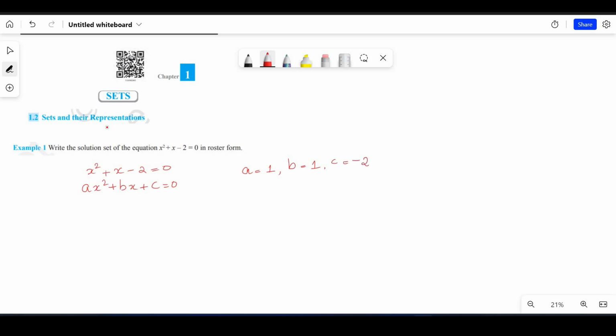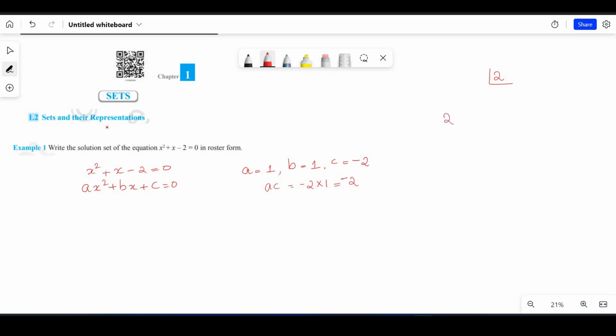Okay, now we have to multiply. The second step is to multiply c, that is our constant, with the coefficient of x square. We get negative 2 into 1, which is equal to negative 2. Now we have to get the factors of 2.